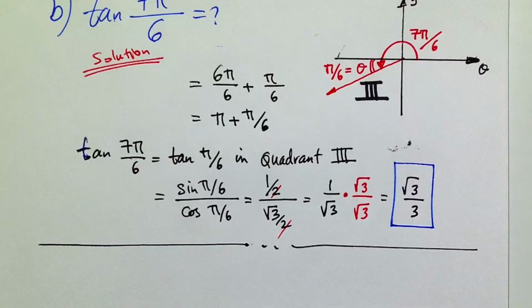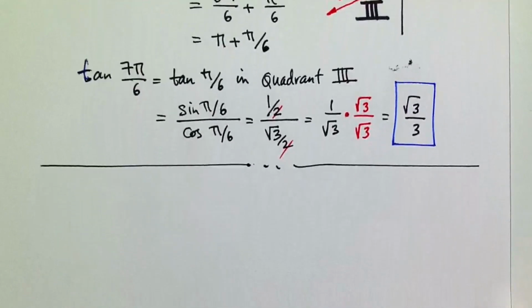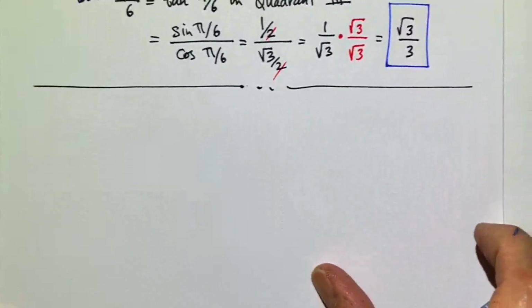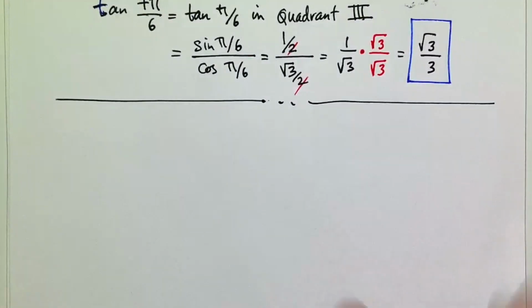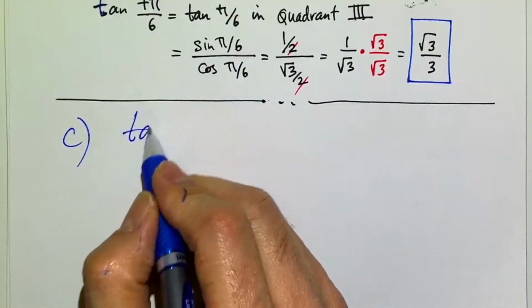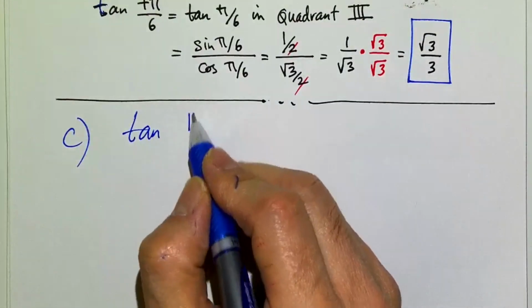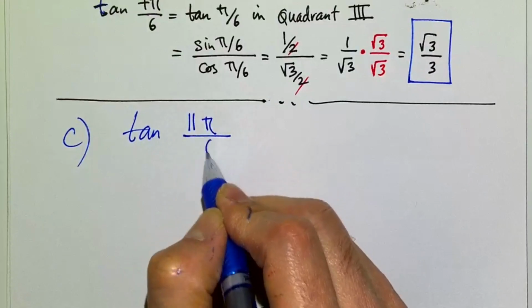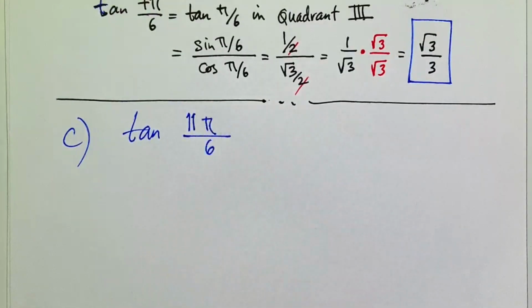We have more examples, so let's go over those. This one is interesting. This is part C. We want to calculate tangent of 11 pi over 6, right?